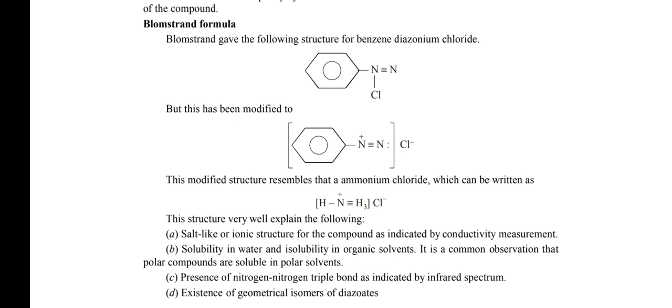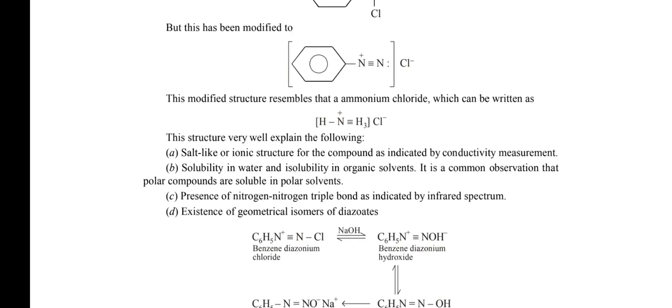A, salt-like or ionic structure of the compound is indicated by conductivity measurement. B, solubility in water and insolubility in organic solvent. It is a common observation that polar compounds are soluble in polar solvents. C, presence of nitrogen triple bond as indicated by infrared spectrum. D, existence of geometrical isomers of diazoates.